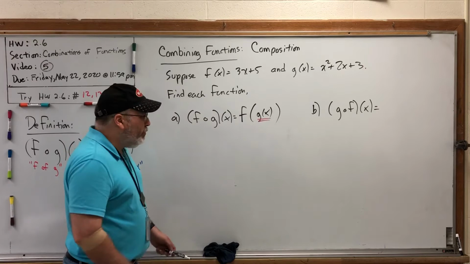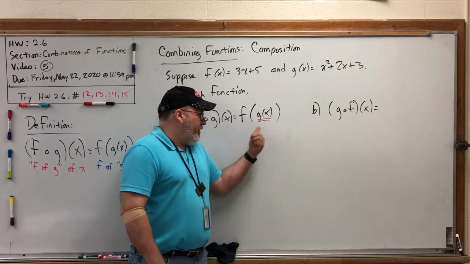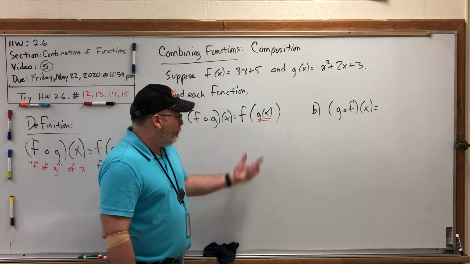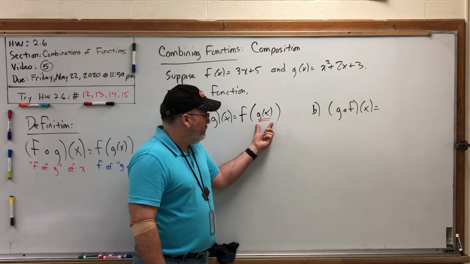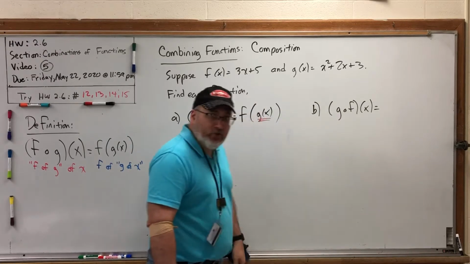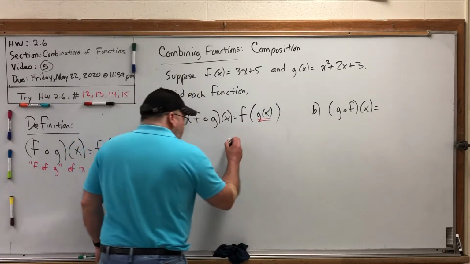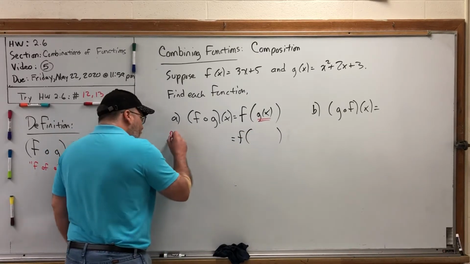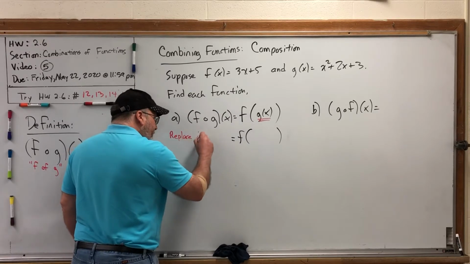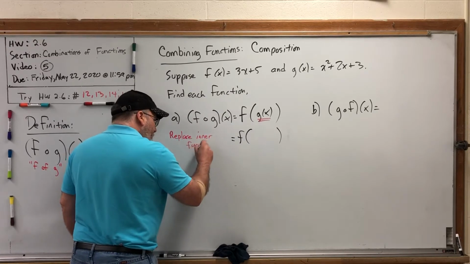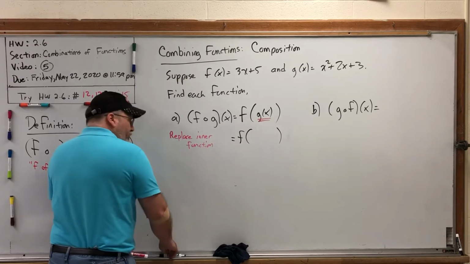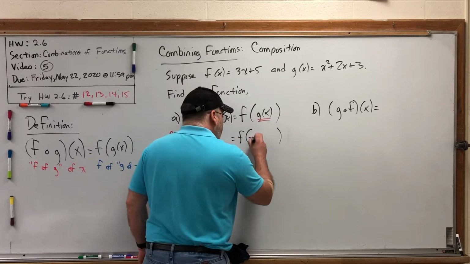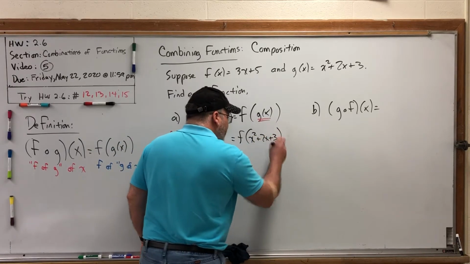Now, what can we do with g of x? Well, nothing if you don't tell me what number to put into it, but I have to do something. I have to replace this with something that it equals. Well, doesn't it equal x squared plus 2x plus 3? So in your next move, and I'm going to write in words here what's happening, you replace the inner function, the one on the inside. So g of x in this problem is equal to x squared plus 2x plus 3.